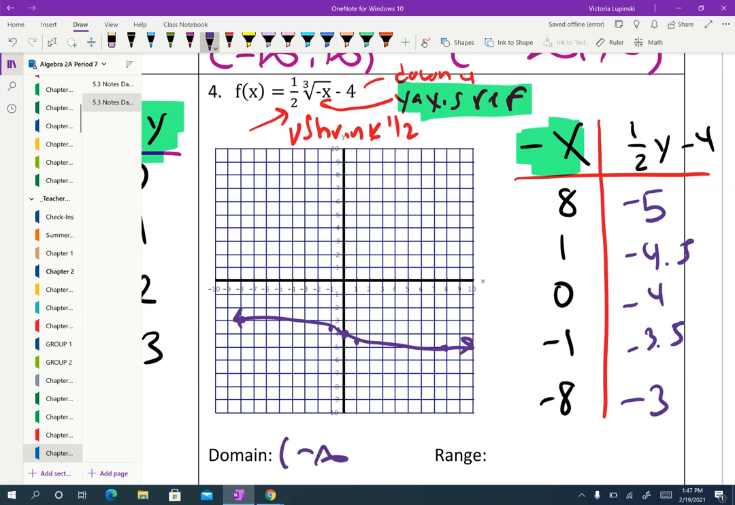And again, domain and range, these are your favorite types of questions because it's always going to be all real numbers. So that's the end of section 5.3. At this point, you should have a working knowledge of what the square root and cube root look like, all the different transformations and their domain and range.